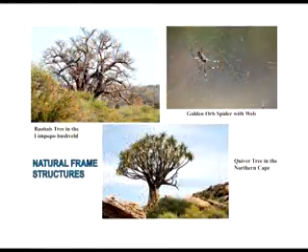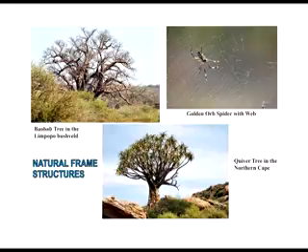And here in the top left-hand corner is that very baobab that the seed came from. As you can see, the baobab is a natural frame structure. So is the quiver tree in the bottom center. The San people used these to make quivers for their arrows.